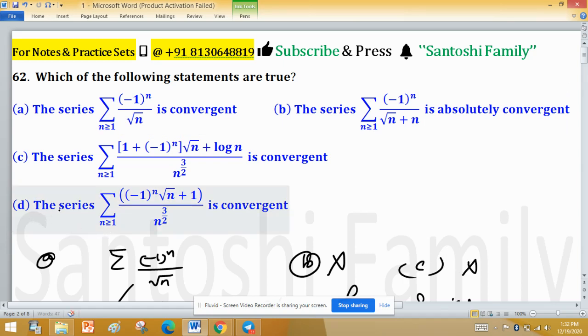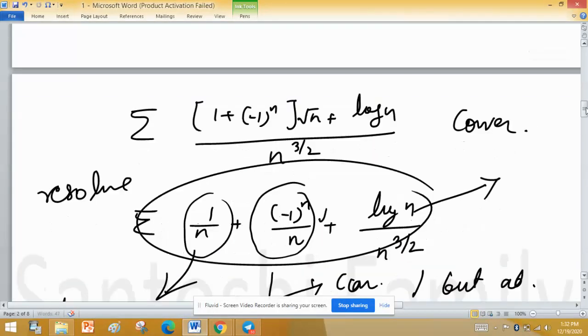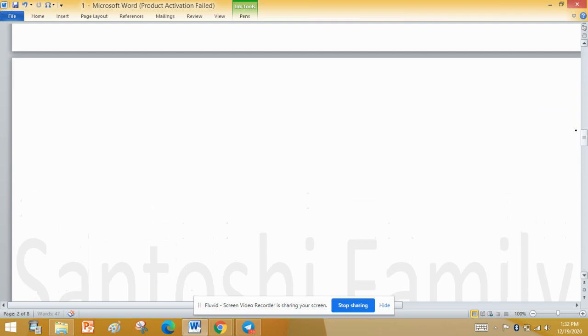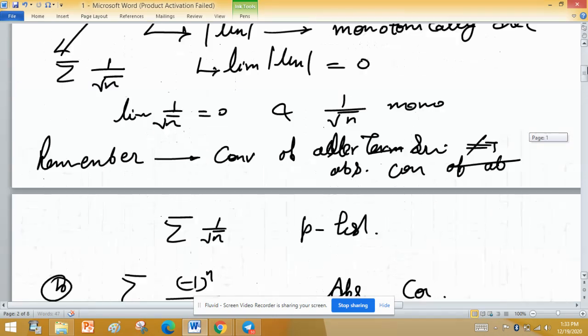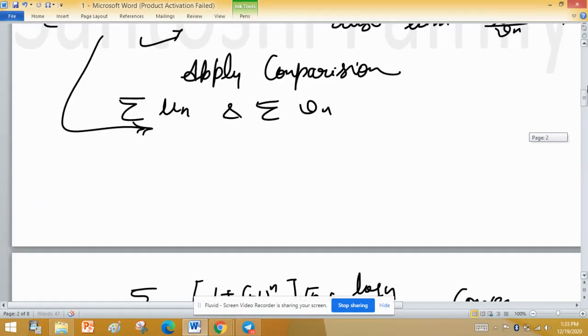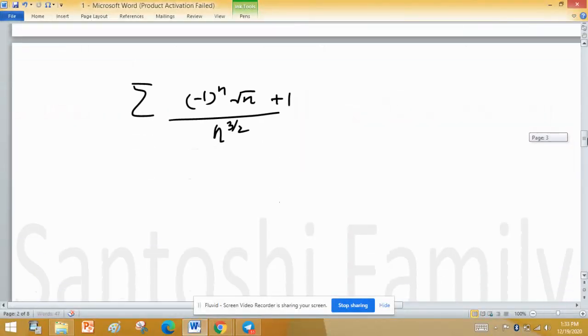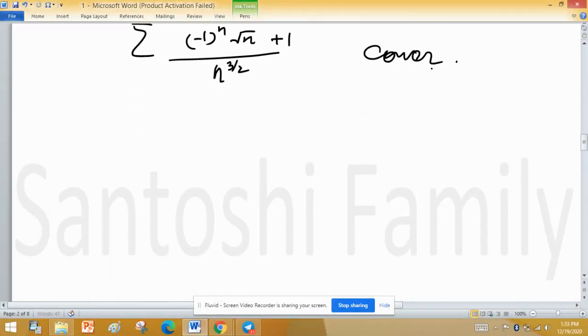Now come to option D. The series is minus 1 raised to the power n, root n plus 1, divided by n raised to the power 3 by 2. Again apply the Leibniz test. This is summation minus 1 raised to the power n root n plus 1 divided by n raised to the power 3 by 2. This is the given option D, and we have to test it for convergence.